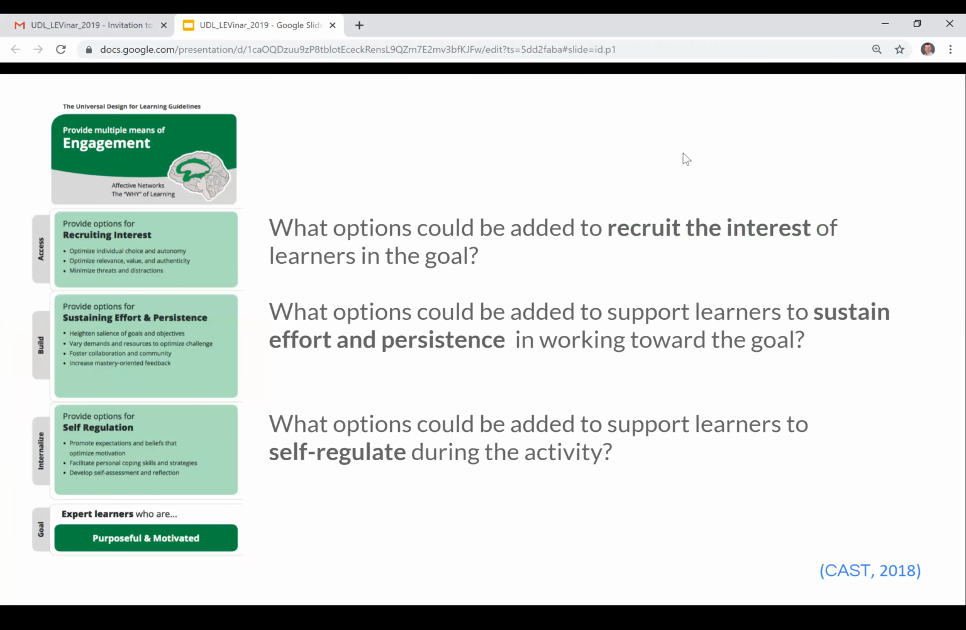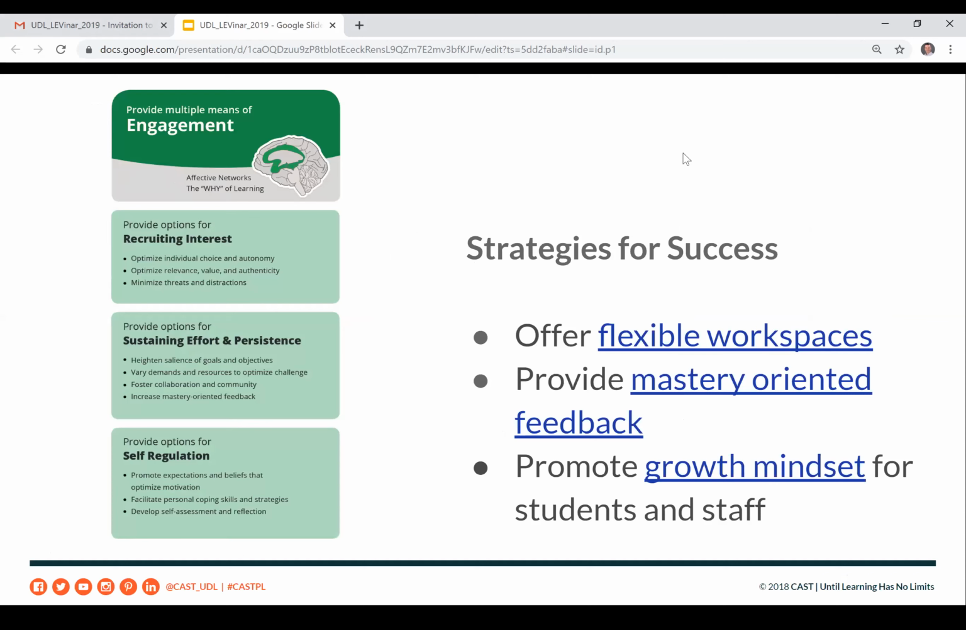So when you're looking at the framework for providing multiple means of engagement, I encourage you to ask yourself what options could be added to recruit interest of the learners in the goal. What options could be added to support learners to sustain effort and persistence in working toward a goal? And what options could be added to support learners to self-regulate during an activity? Here are some strategies that can provide success in the multiple means of engagement: offering flexible workspaces, providing mastery-oriented feedback, being very specific about the feedback that we're providing, and then promoting growth mindset with both students and staff.